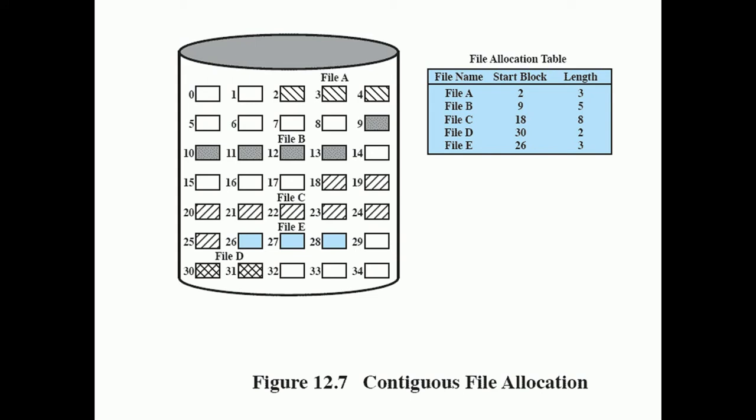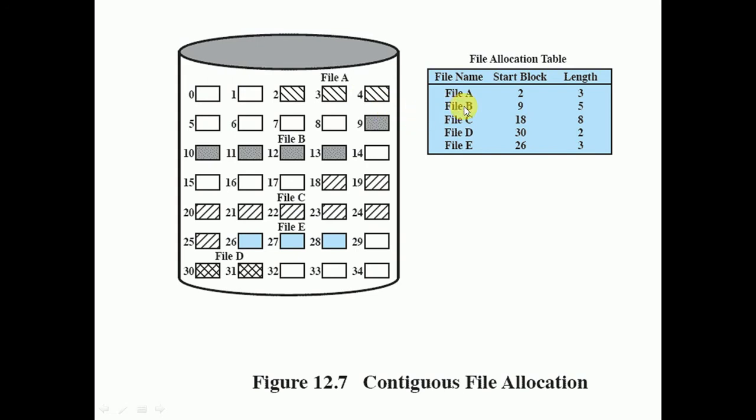See this example diagram. This is a contiguous file allocation. Here this is called the file allocation table. Every file is located here, and the file allocation table has the entry of every file. It has the starting block address and the length of the particular file. See, file A is stored in block number 2 and its length is 3. It means it is stored in 3 continuous blocks: 2, 3, 4. This is the way a file is going to be stored.